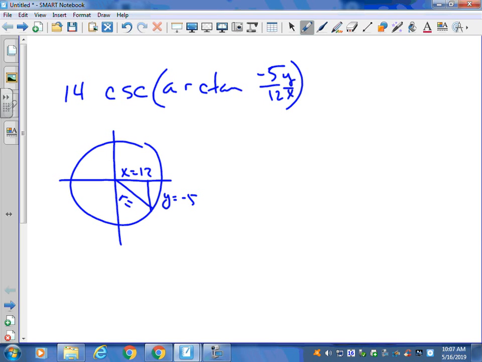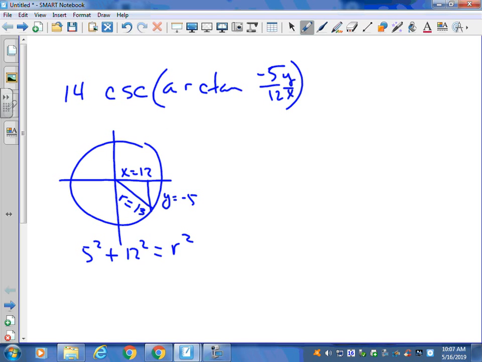And we need r in order to be able to do cosecant. And so we do Pythagorean theorem, 5 squared plus 12 squared equals r squared. It doesn't matter which one I put, a or b, because it's x and y and they're interchangeable in the formula. And that comes out to be 13, because I just happen to know 5, 12, and 13 is one of those Pythagorean triples.